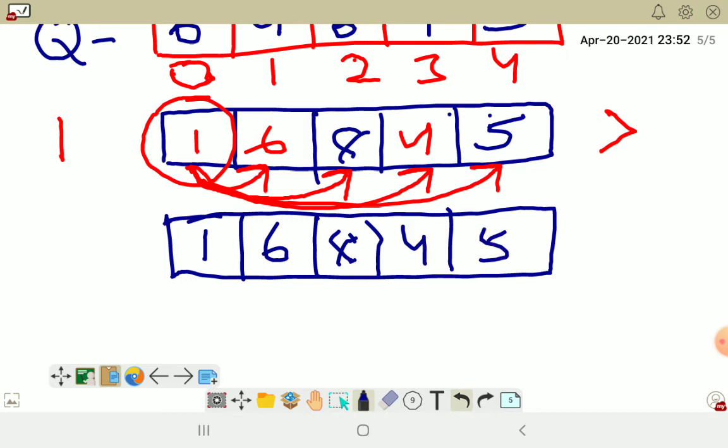So as 1 is already declared as the result, we need not compare 1 with any other number; we have to compare the next onwards. Now let's compare 6 with 8. Is 6 greater than 8? No. So let's continue. Is 6 greater than 4? Yes, 6 is greater than 4.